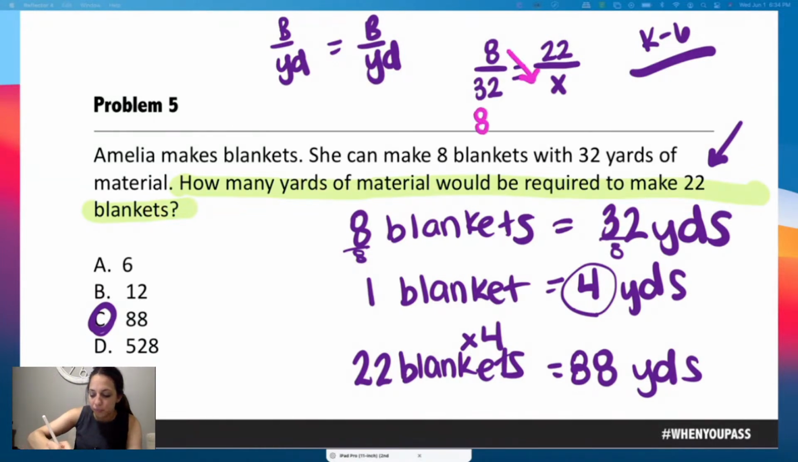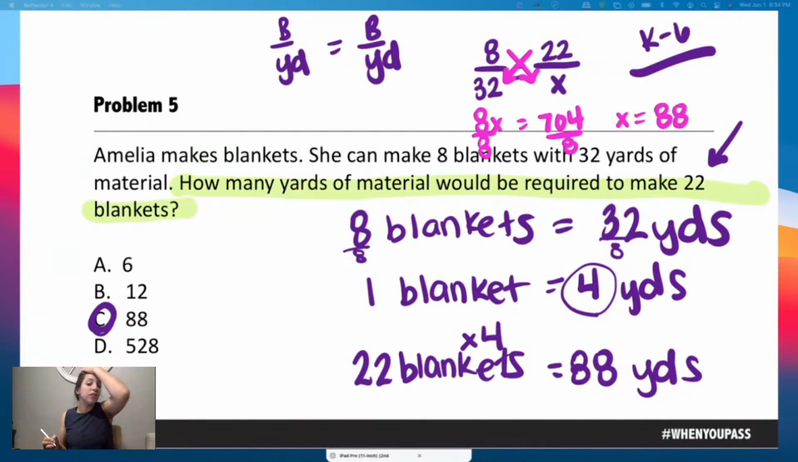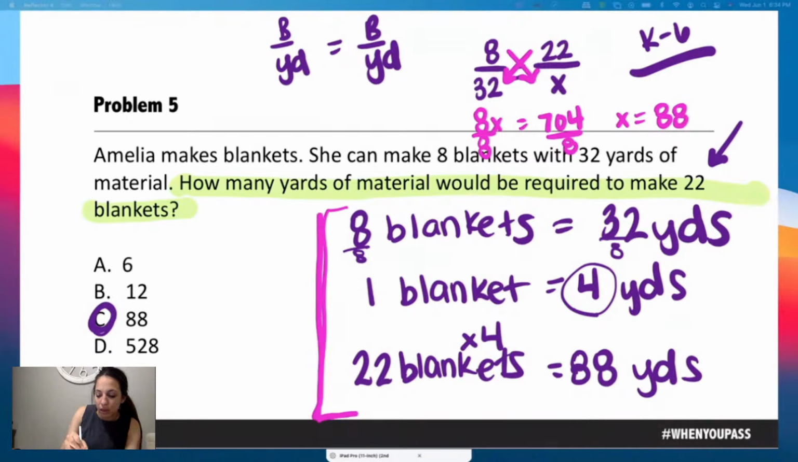8x equals 32 times 22, which is 704. Divide both sides by 8, and x still equals 88 yards. So 2 different ways we can solve it. Both work. This is how I actually set up my conversions when I'm looking at conversions that I don't quite understand. And that's how it helps me to convert values that I may not understand.